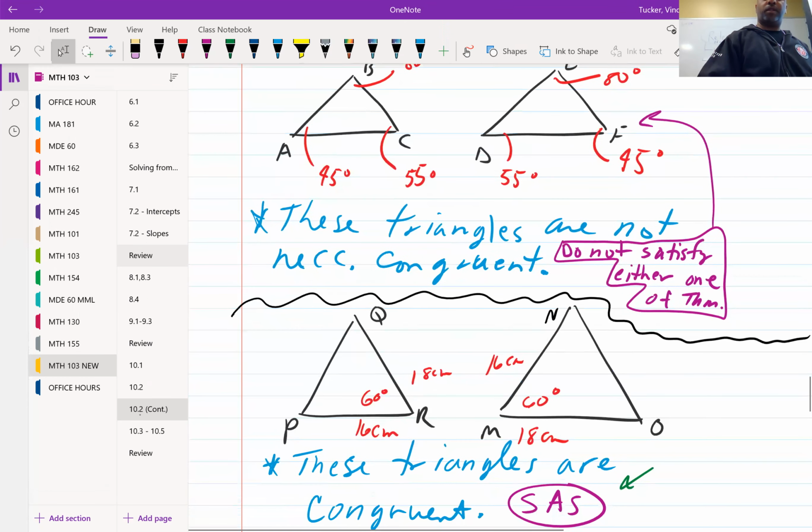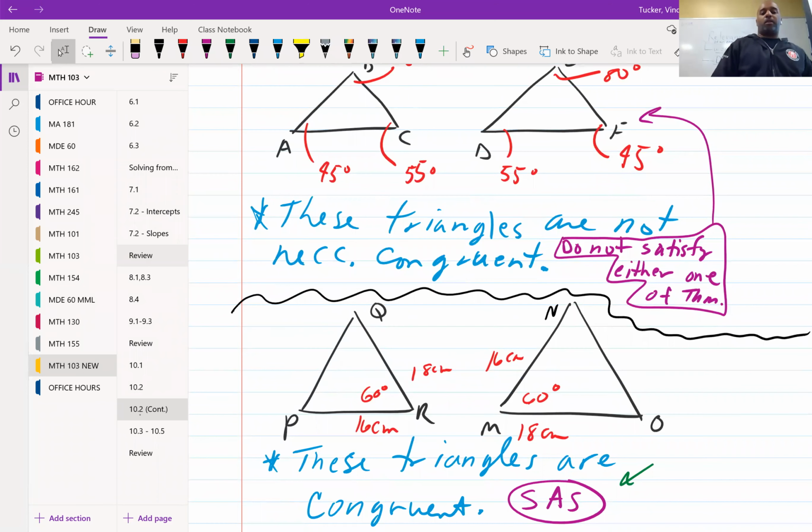And the next one, of both triangles, we see that two sides are equal, 16 and 18, and then in between both of those sides, we have 60 degrees. So these triangles are congruent. They satisfy side, angle, side.